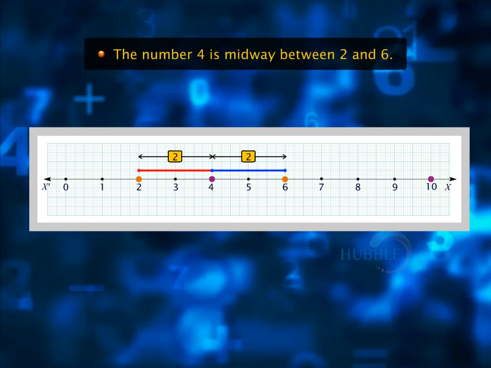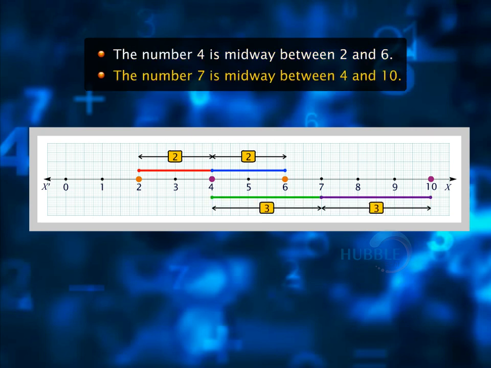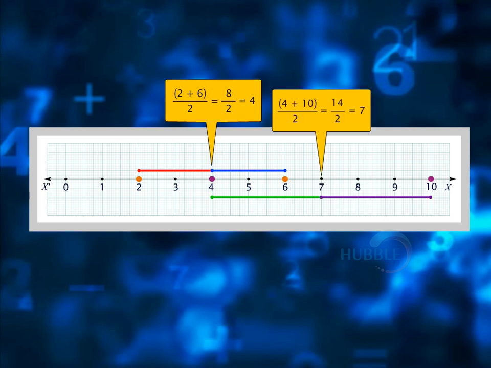Observe that the number 4 is at the midpoint of the two numbers 2 and 6, while 7 is at the midpoint of the two numbers 4 and 10. Note that the middle number 4 can be obtained by adding the two numbers 2 and 6 and then dividing their sum by 2. The same is true for 4 and 10 as shown.